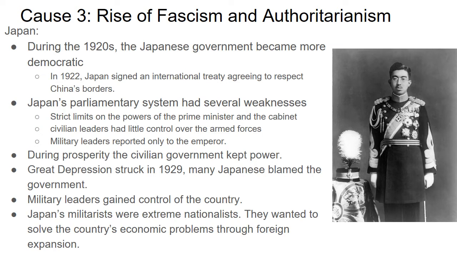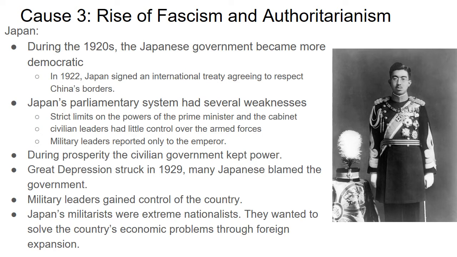As an example of that, in 1922, Japan signs an international treaty agreeing to respect China's borders and not invade them. However, Japan's parliamentary system was pretty weak. So although the parliament section of the government was gaining more power, there were strict limits on the powers of the prime minister and the cabinet. Civilian leaders, so the prime minister, still had very little control over the military. The military acted as kind of a separate entity, and military leaders really only reported to the emperor.